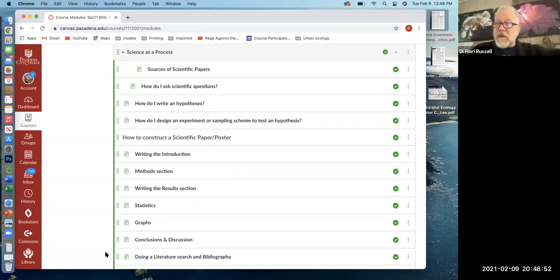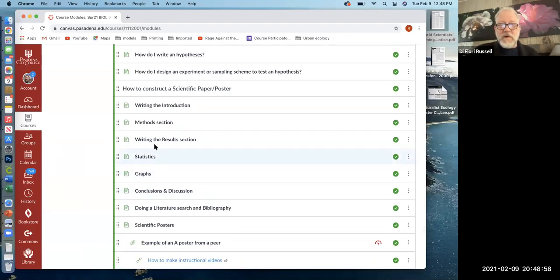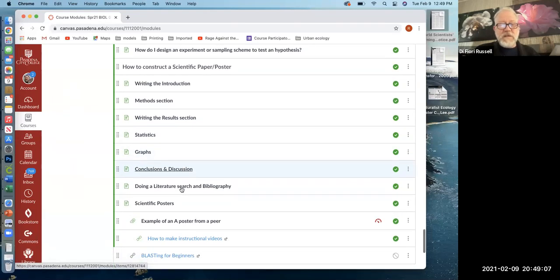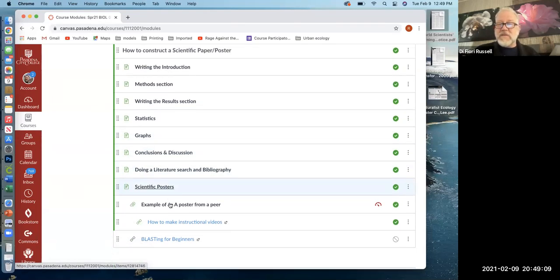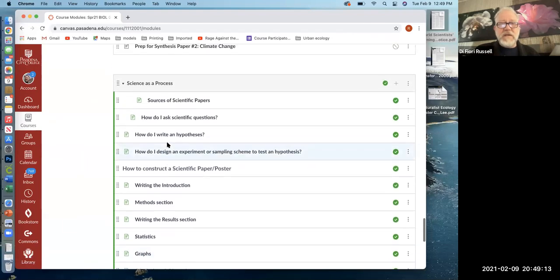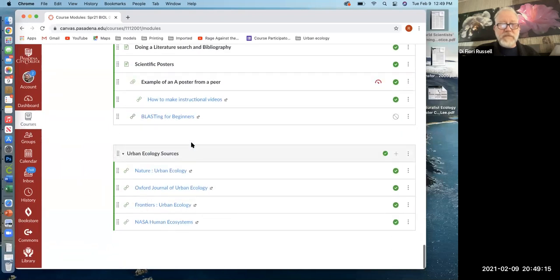Or describe your methods for this? Or it's time to present our results for this experiment. And maybe you haven't done that before. And you'll notice here, there's a whole section on writing results, how to do statistics, how to do graphs, how to write conclusions, how to make posters. All of the mechanics of reporting this stuff is all found in science as a process.